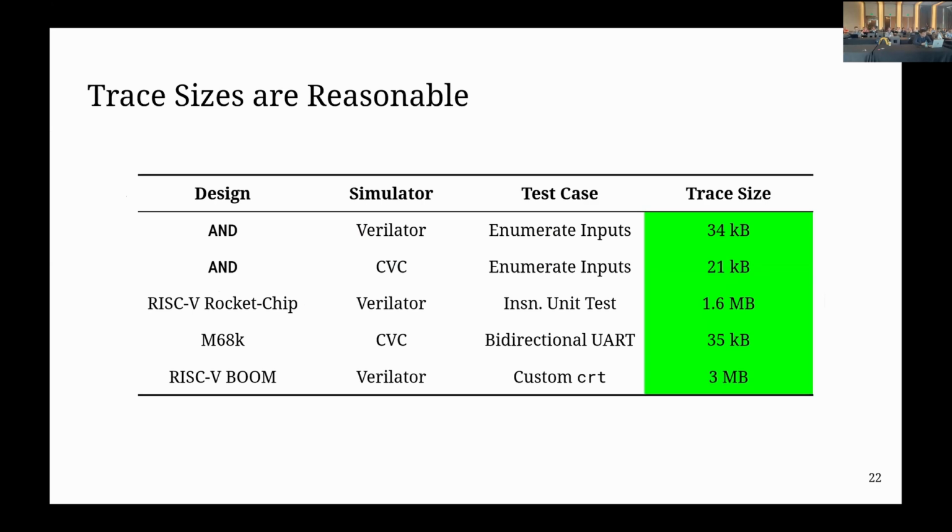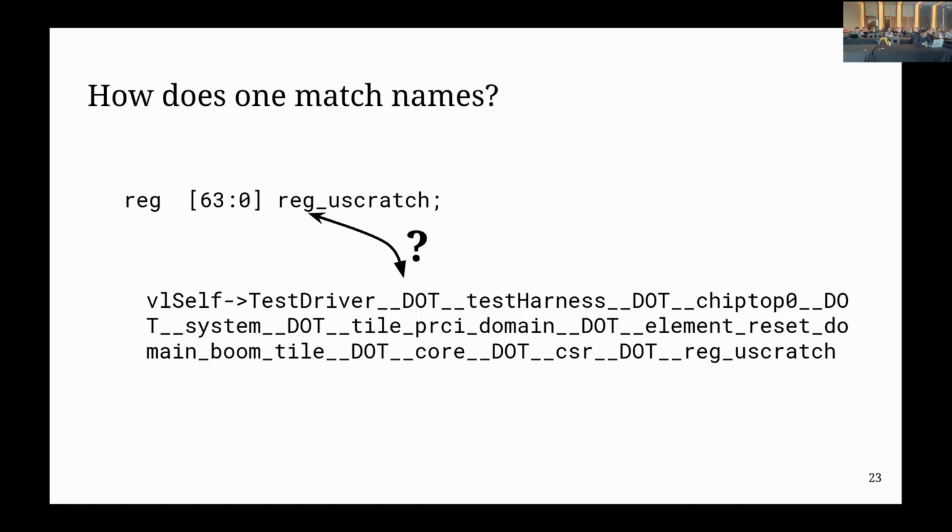And the interesting issue we come across is how do you match up names? This is a Verilator generated name from a Chisel name. That is exactly what you get. How do you make them match? And there has been some work on this, but it's partial and it does not exactly fit what we need.